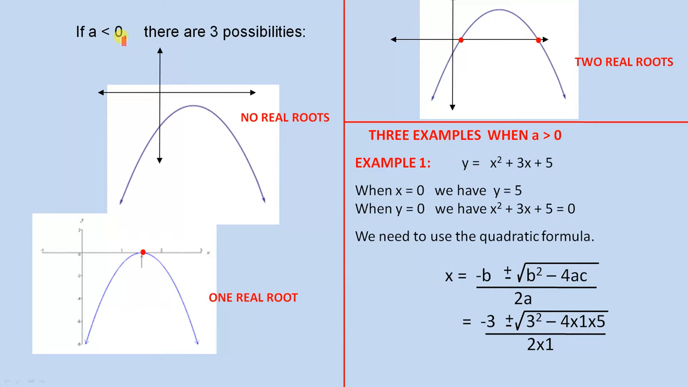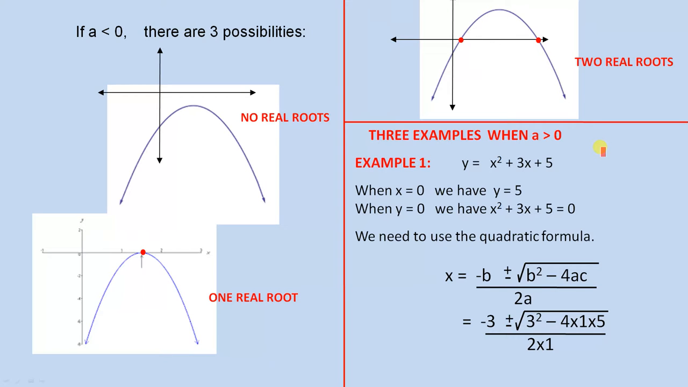If a is less than 0, there are three possibilities. Firstly, the parabola has this orientation because a is less than 0. There are no real roots because the parabola does not intersect the x-axis. It may have one real root because it touches the x-axis at one place only. It may have two real roots because it intersects the x-axis in two places.